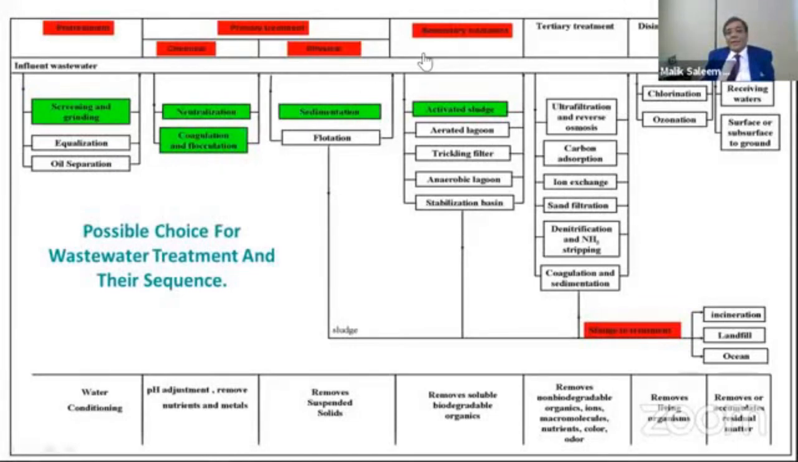Various techniques. Can you move this bar, please? Yeah. And then you will see the secondary treatment here. These are the techniques available for the secondary treatment option. This is the tertiary treatment, and the disinfection and the ultimate disposal. You will see the possible choices what we have.